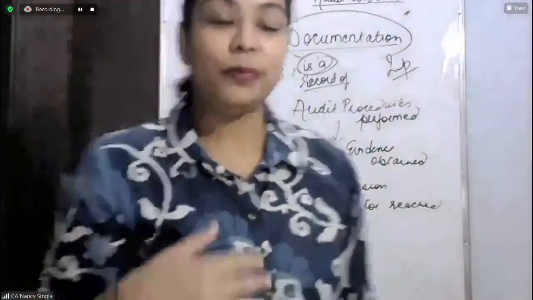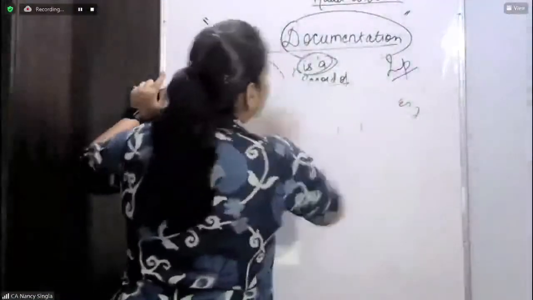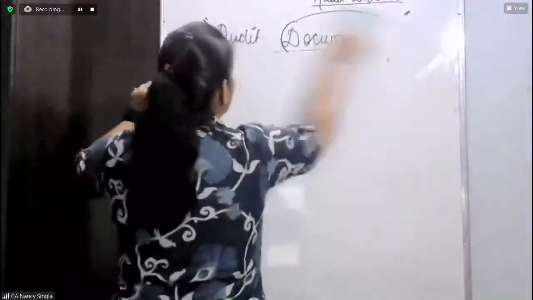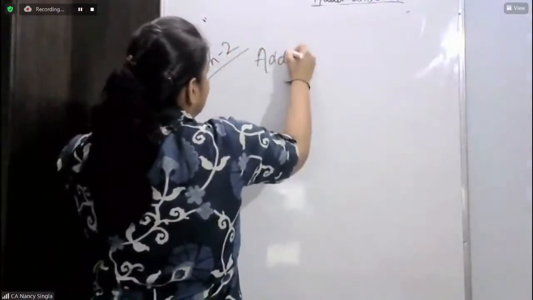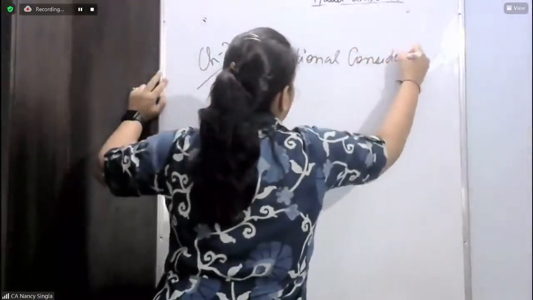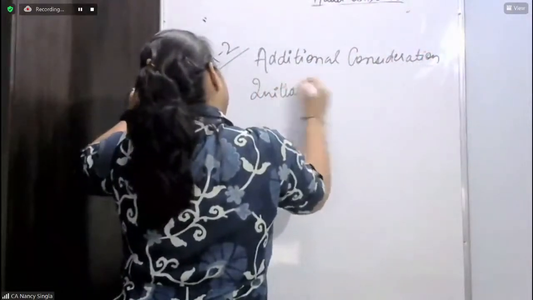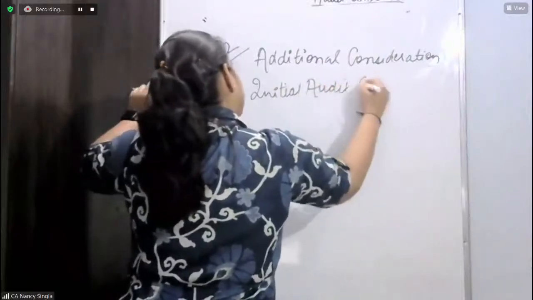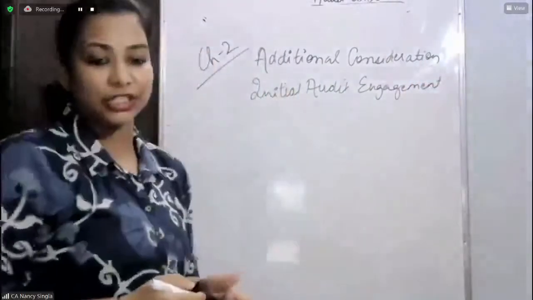So now back to our chapter number 2 for just 5 minutes. Only a 5-minute topic is left, on which I have given a question also. The topic is additional consideration in case of initial audit engagement.